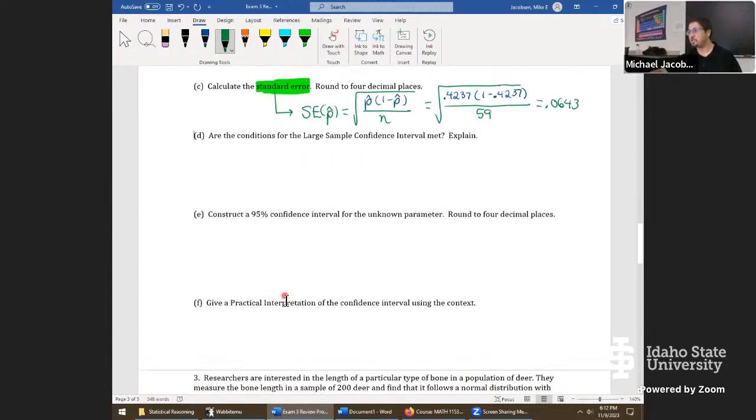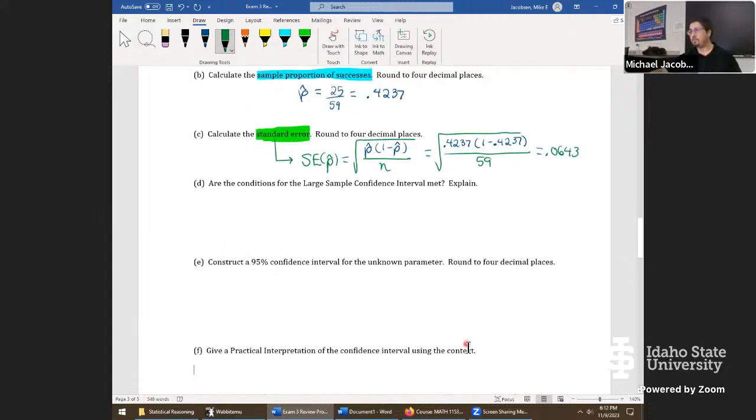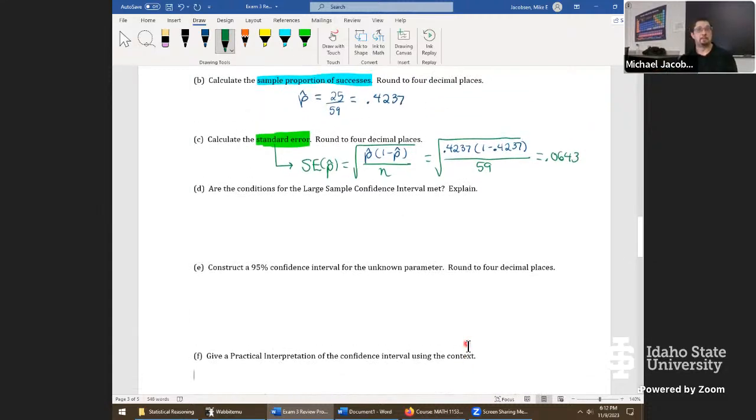Even if conditions fail, you can still give a practical interpretation of the confidence interval. And one thing, I wouldn't take off points, but if your conditions fail and you interpret that confidence interval, you could say we have so much confidence that the true population value lies between this value and this value, provided that the conditions were met. If you didn't put that in, I'm not going to take off points because we've only seen that happen once. But that's what we're going to do on any problem where conditions do fail.